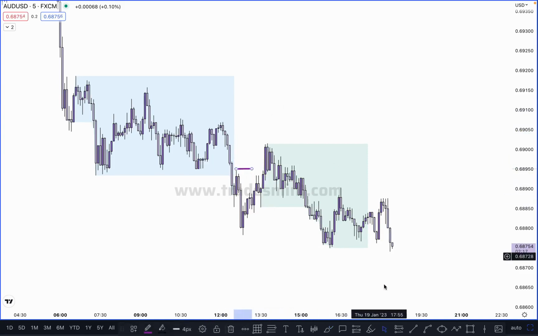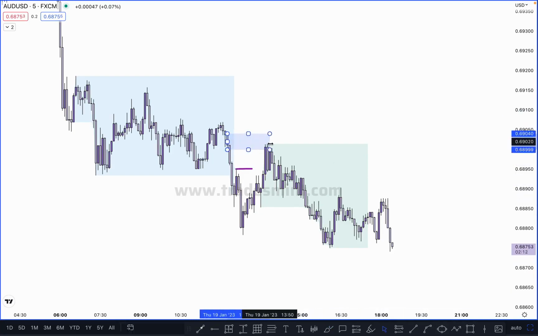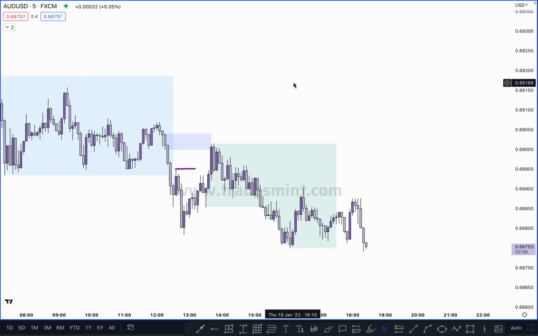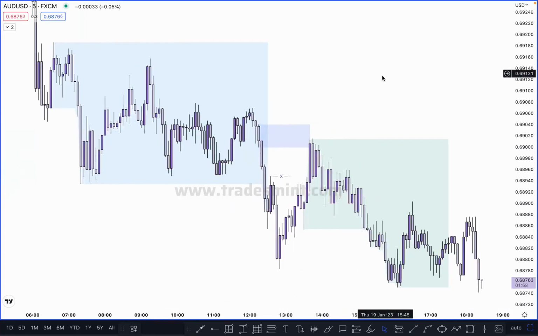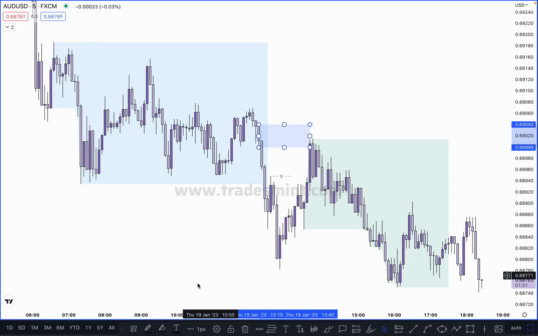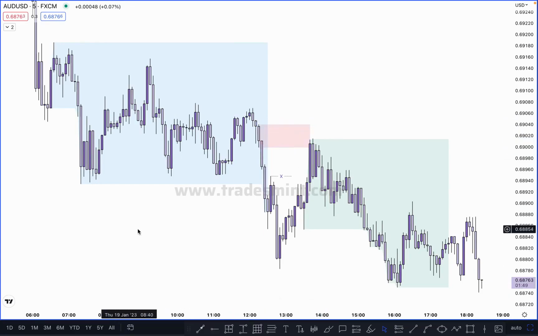The inducement was taken out, and where is your unmitigated order block? You can see here, this one is our unmitigated order block. And why am I choosing this one? Because above it there is no unmitigated order block. So that's why the market took out this inducement and tapped your recent POI, and then you can sell here. This one is our first POI where we can sell.